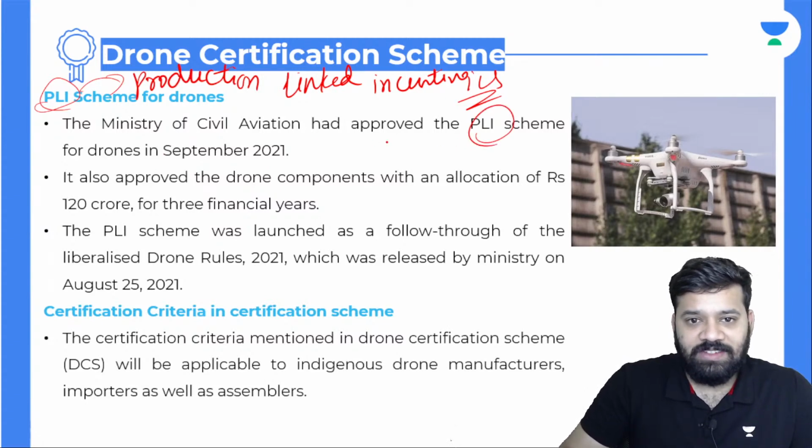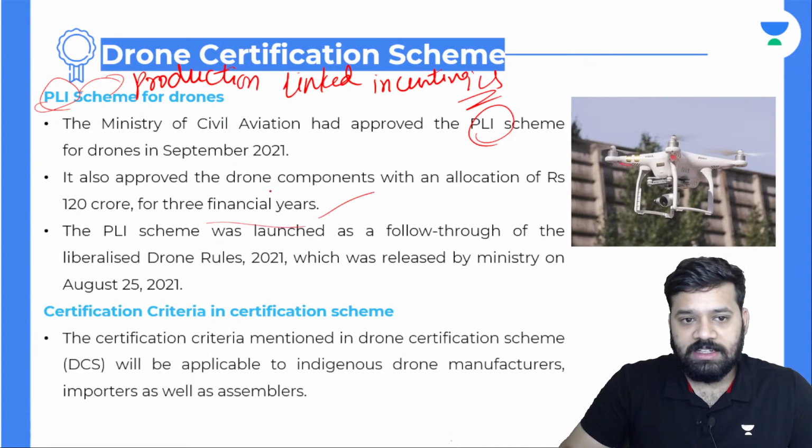So Ministry of Civil Aviation has approved the production linked incentive schemes for drones in September 2021. It also approved the drone components with an allocation of 120 crore rupees for 3 financial years. Production linked incentive scheme was launched as a follow through of the liberalized drone rules 2021, which was released by Ministry on August 25, 2021.